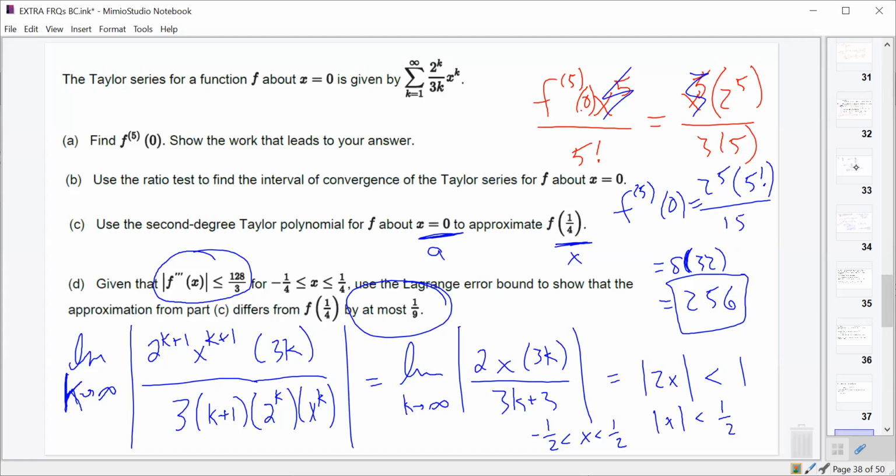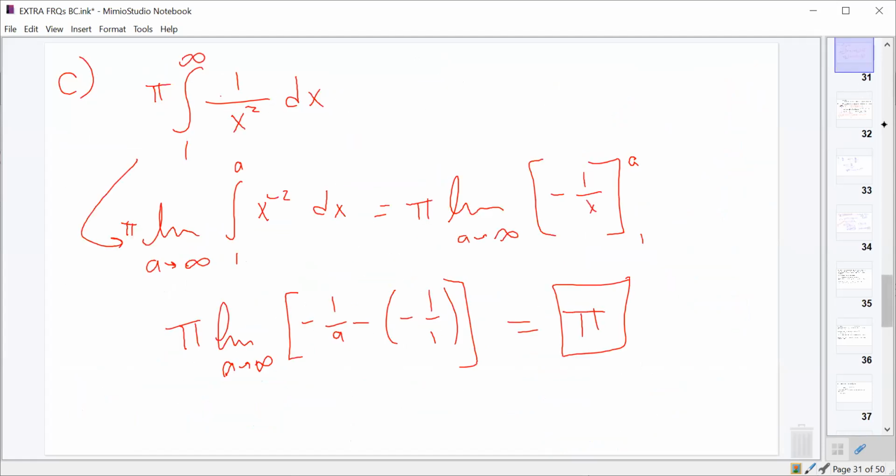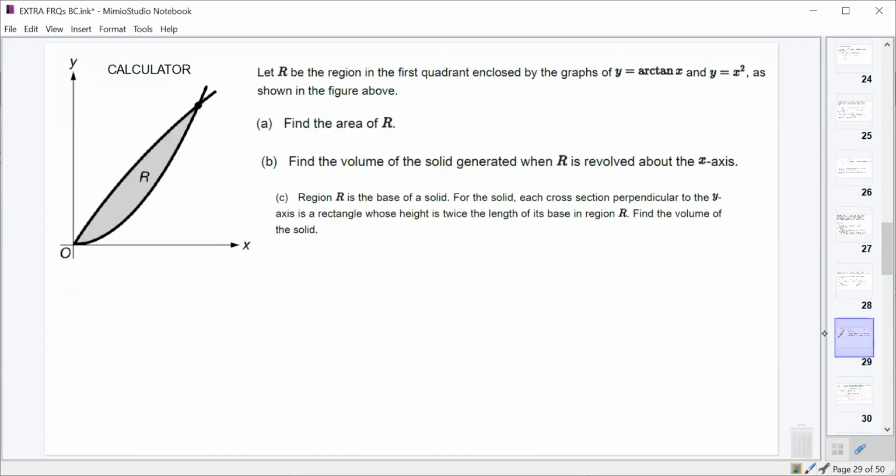Somebody was asking also about maybe a regular area one. It's like something like this one. Because sometimes they do put just straight A/B area questions on the BC test. This is all part of the curriculum anyway. So let's take a look at this one. Does that seem good to everybody? Everybody good with that?